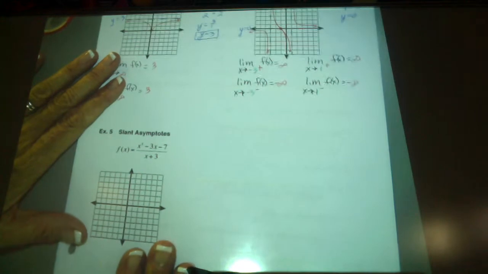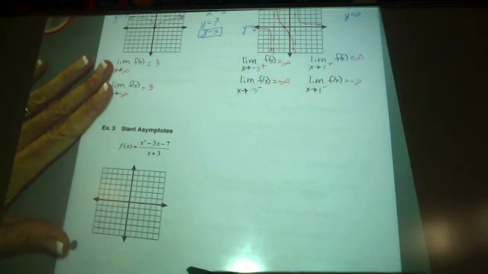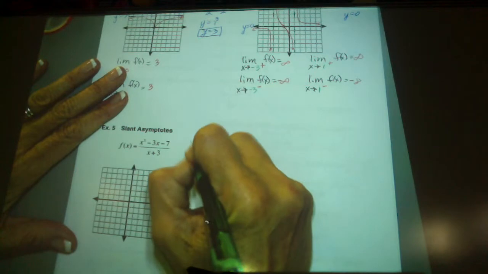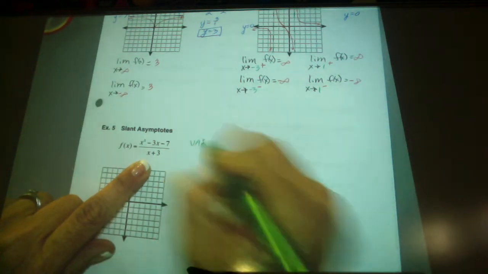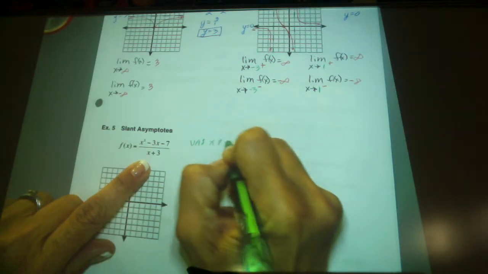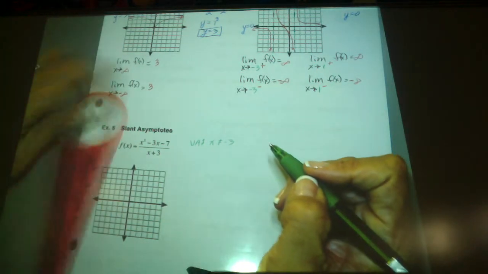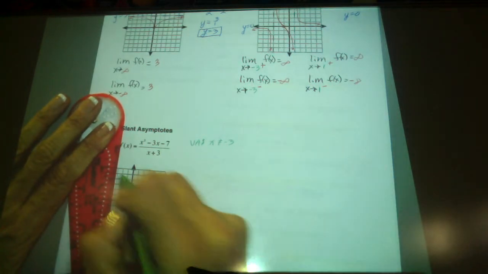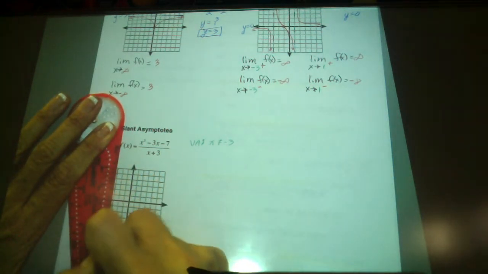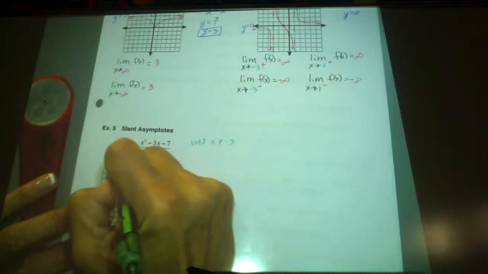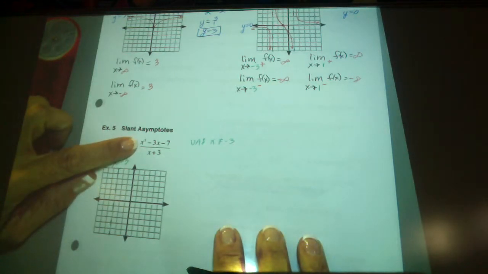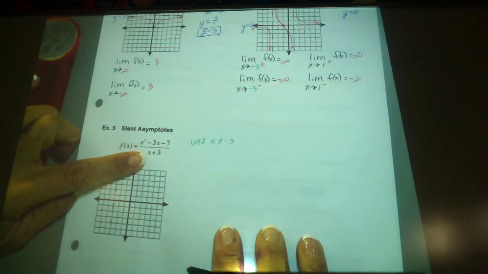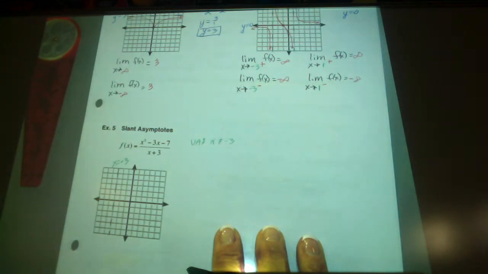So this one they're asking to find the slant asymptote. Well, first of all, let's find the vertical asymptote. Don't I just set the denominator equal to 0? So isn't x not equal to -3? So I'm going to put that vertical asymptote in with a dash line, x equals -3. Then if you look at the degree of your numerator, which is 2, and the degree of your denominator, which is 1, the numerator is greater than the denominator, so there is no horizontal asymptote.